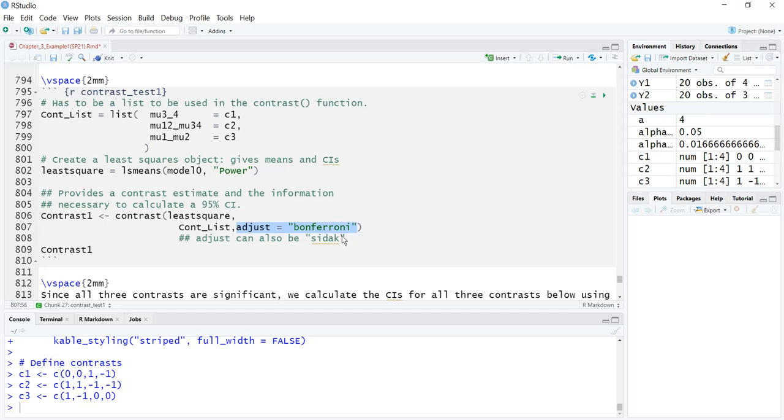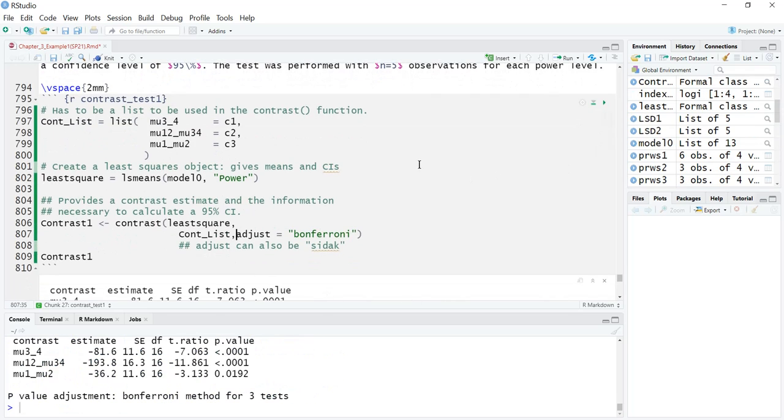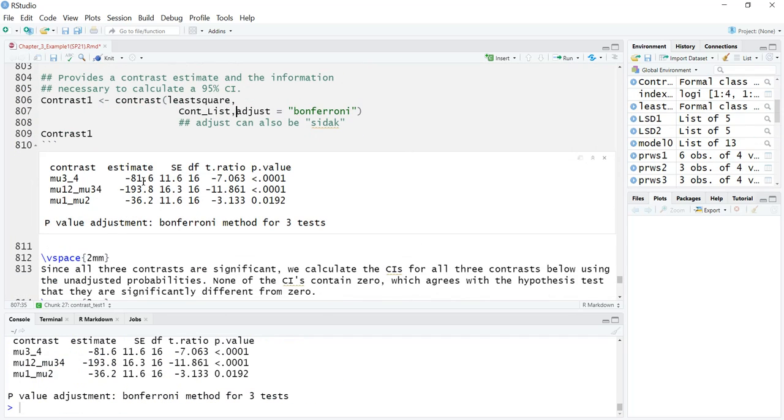I'm adjusting for Bonferroni. I could also do Dunnett-Sidak. I don't think none works like it's supposed to. So those two would be possible, and then this is what it prints out. And it tells me that the p-value adjustment is for the Bonferroni method, and there's 3 tests. So it's telling you what R is doing right here.